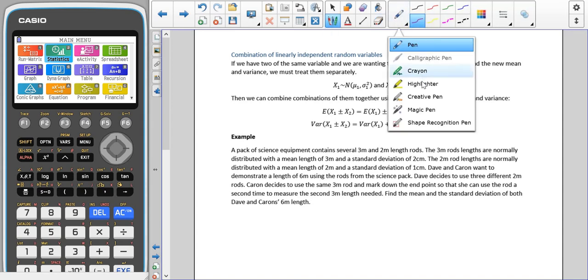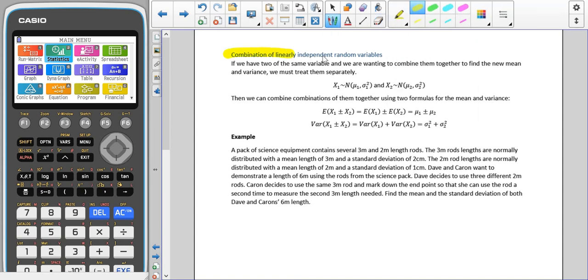So now we're going to take a look at combinations of linearly independent random variables. This is where we have two of the same variable and we want to combine them to find the new mean and variance. If we have separate variables, that means we have the first variable distributed like this and the second variable distributed like this. Then we can find the new expected value using this method here and the new variance using this method here.